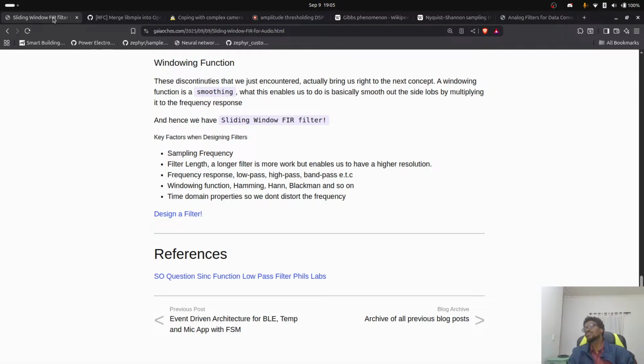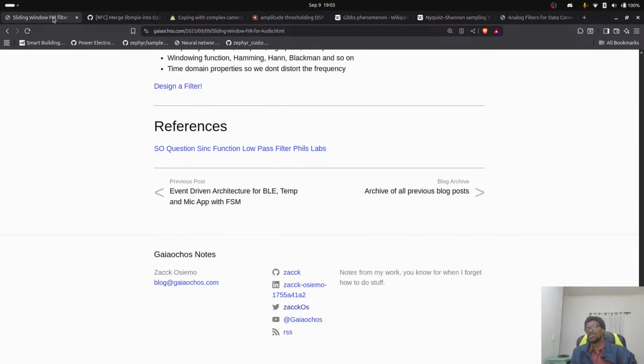Okay. And then time domain properties. So you want to know properties that are going to affect your signal. What is the rise time? What is the wait time? How long do you need to wait before you do this, before you do that? All of these are factors that your filter is going to use. Okay.